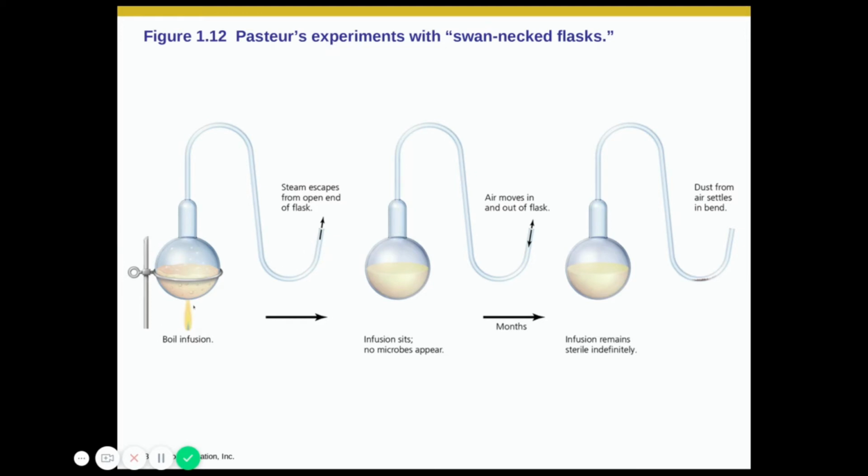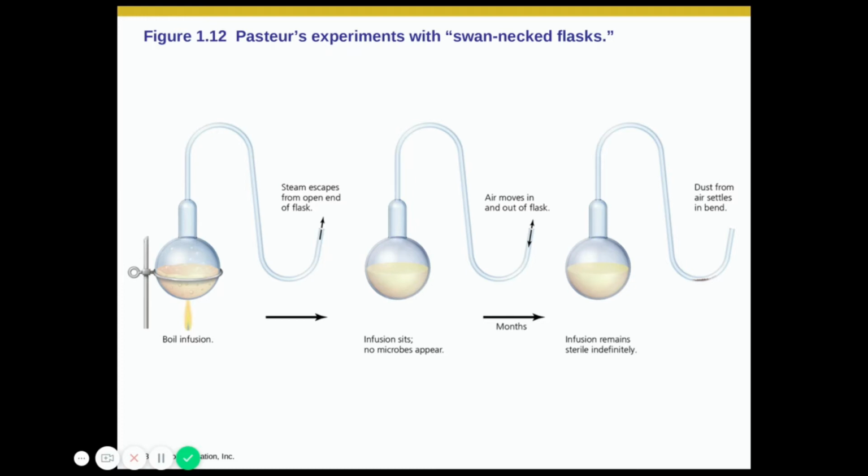So you boil the infusions to make sure that everything in here is killed. Once everything is killed, air can still get in and air can still get out, right? So air can flow through, but when those microbes come in, they settle right here in the bottom of this U-tube. So this can stay for very long periods of time and remain sterile because the microbes can't get up, even though air can get up. So this kind of puts to rest that whole life from no life thing, where it says, well, no, we need some life.